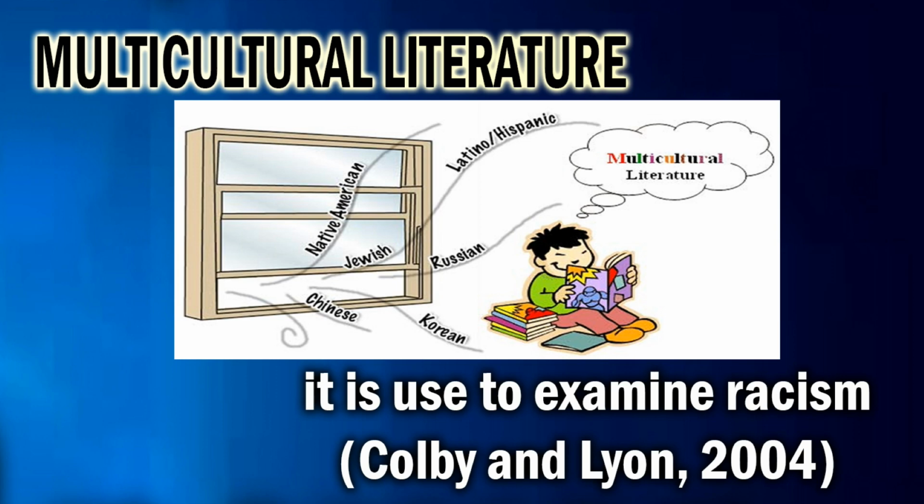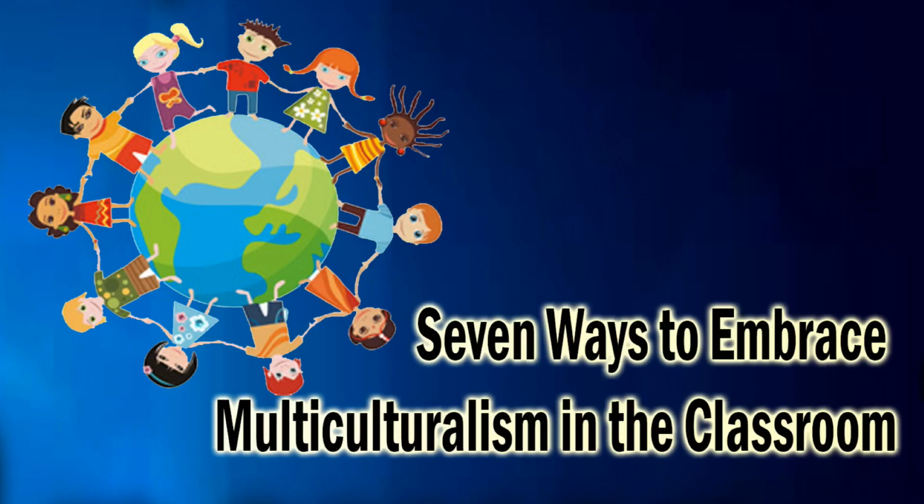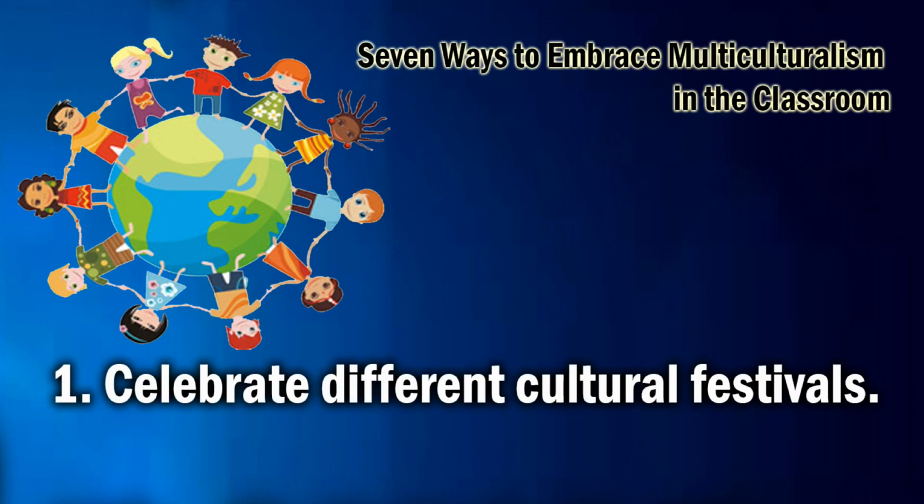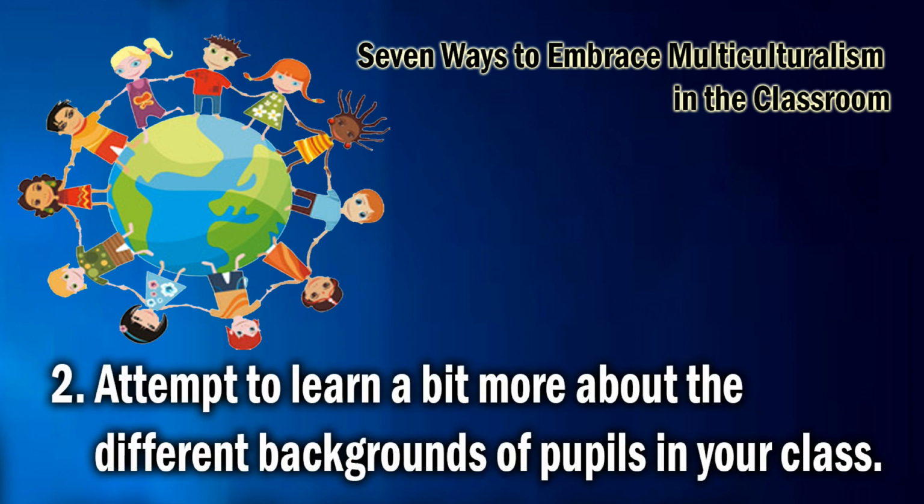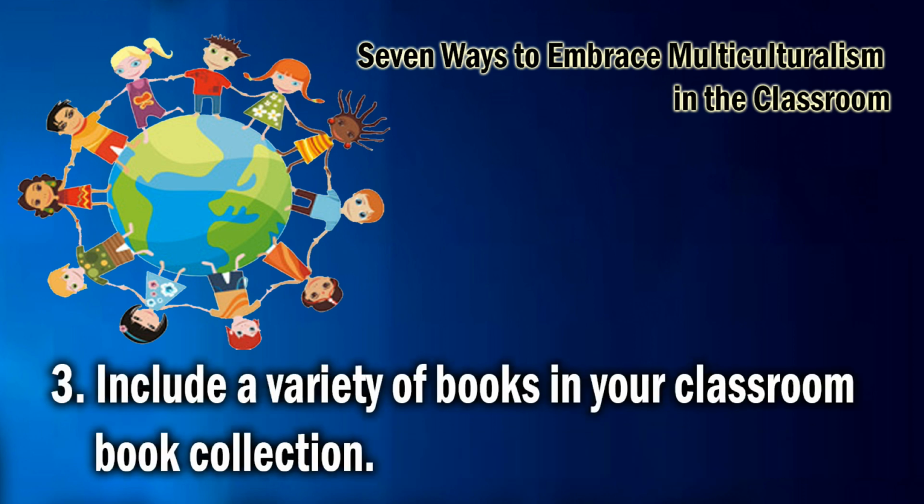Also, multicultural literature can be used to examine racism according to Colby and Lyon, 2004. There are 7 ways to embrace multiculturalism in the classroom. First, celebrate different cultural festivals. Second, attempt to learn a bit more about the different backgrounds of pupils in your class. Third, include a variety of books in your classroom book collection.